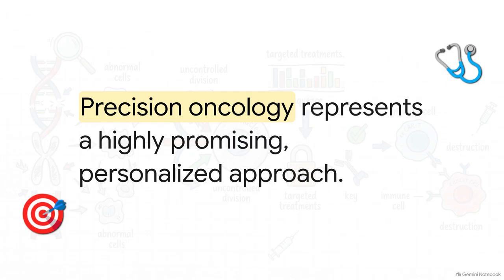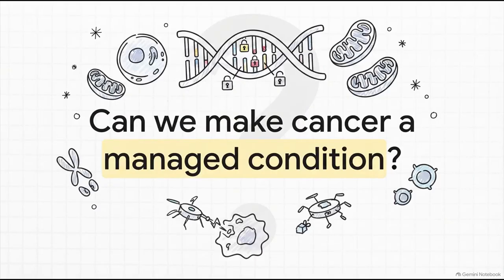But even with those hurdles, precision oncology represents a highly promising approach. It completely shifts the paradigm from treating the organ where the cancer started to treating the very specific genetic errors that are actually driving it. So I'll leave you with this final thought. We've seen how cancer essentially exploits the very code of life to multiply and spread. But by decoding that unique genetic blueprint, we're finally learning how to turn the tables.